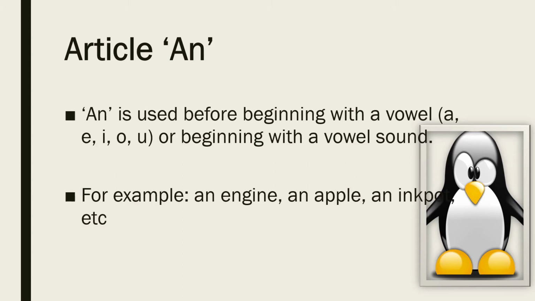An engine, an apple, an ink pot. Now see, in engine, the spelling begins with E and the first sound is also E. So we will use an. In the second case, apple, the first sound of apple is A. So we will use an because A is the sound of a vowel. Then in ink pot, the first sound is I, and then we will use an.